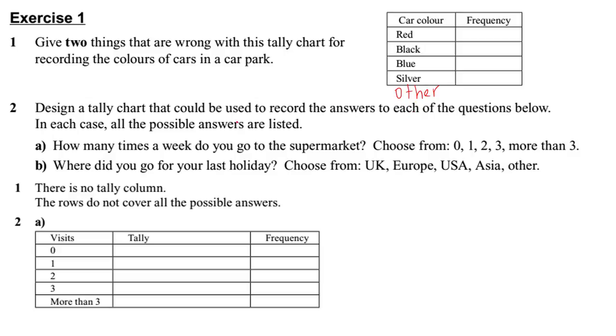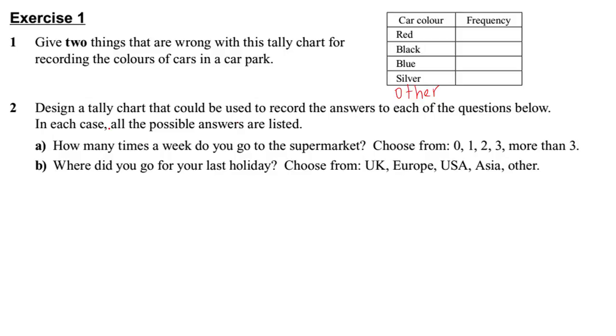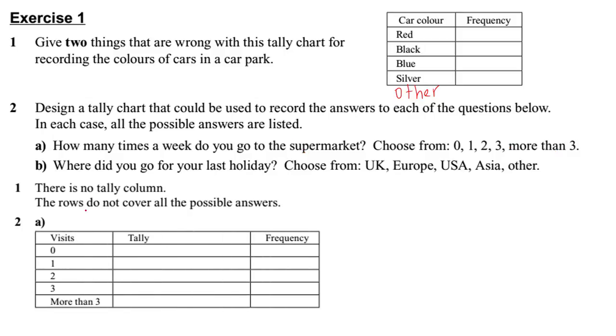Right, so question 2 says, design a tally chart that could be used to record the answers to each of the questions below. In each case, all the possible answers are listed. Number 1, how many times a week do you go to the supermarket? And the person is to choose from 0, 1, 2, 3, more than 3. So again, it's a tally chart. So we're going to have 3 columns. The first column will be the number of visits, then the tally, and then the frequency as usual.